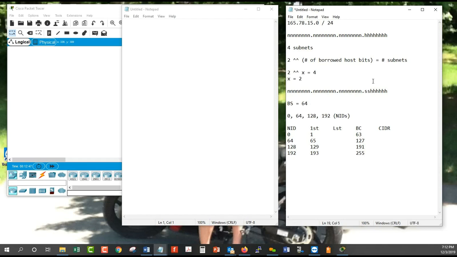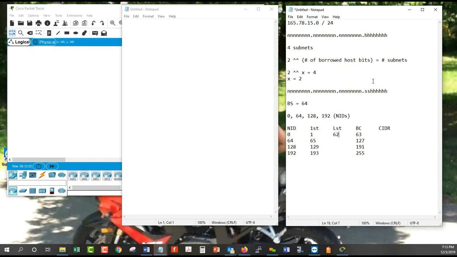The last thing we're going to do is figure out what our last address is. And last address is always one less than the broadcast address. So we've got 62, we've got 126, we've got 190, and we've got 254.